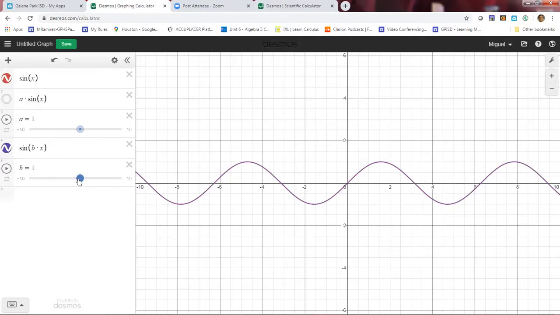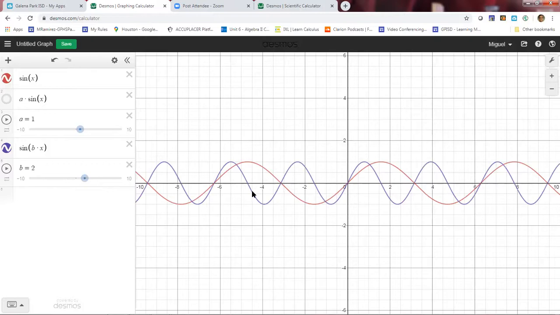What is going to happen if I increase the value of b, for instance, to 2? Oh, you can see what happened. The red line is my original sine function, and the new function repeats more frequently.